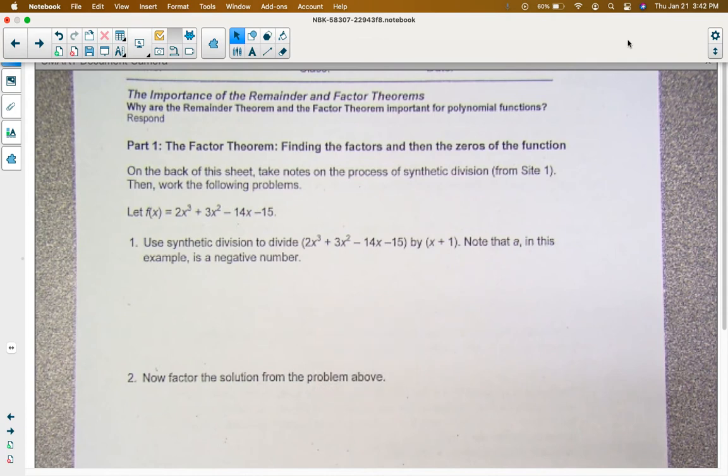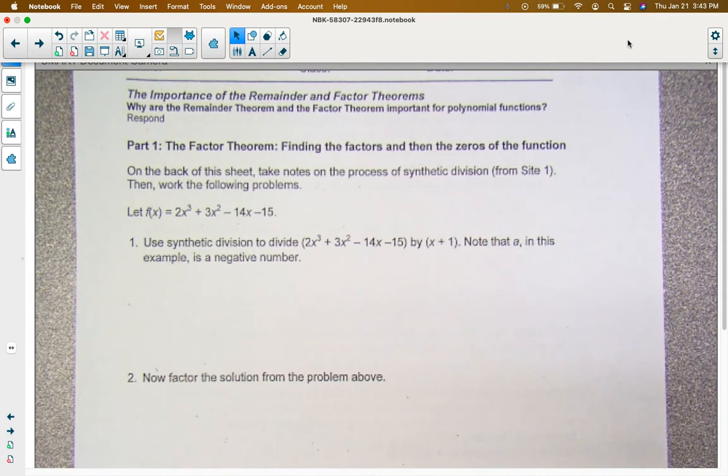Today we're going to be talking about the importance of the remainder and the factor theorems. The question that we should be able to answer by the end of the class says, why are the remainder theorem and factor theorem important for polynomial functions? So I'm going to walk you through three different sections, and then we'll tie it all together and figure out why the remainder and factor theorem are so important for polynomials.